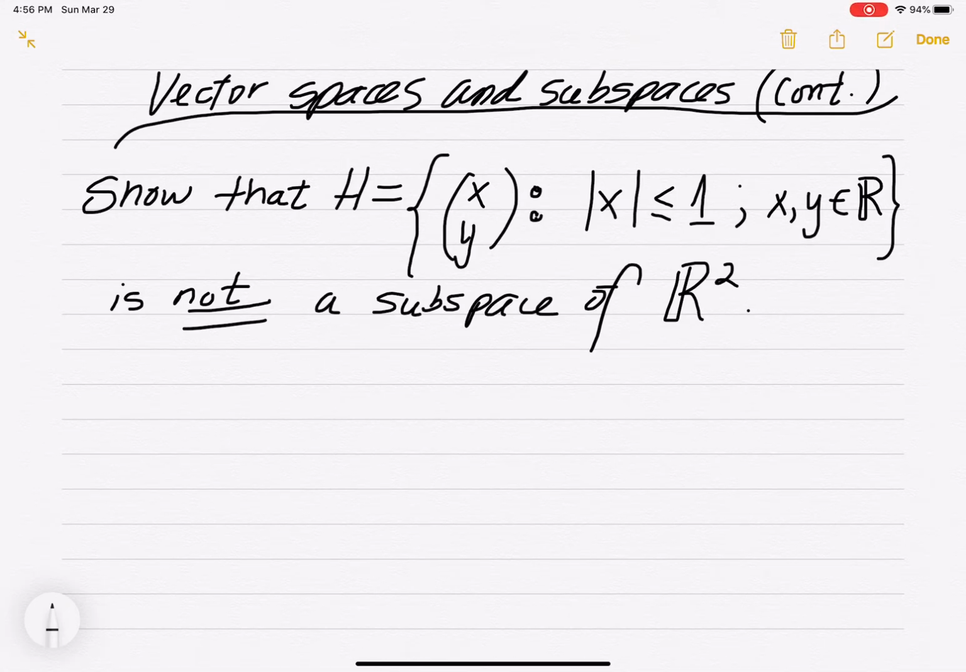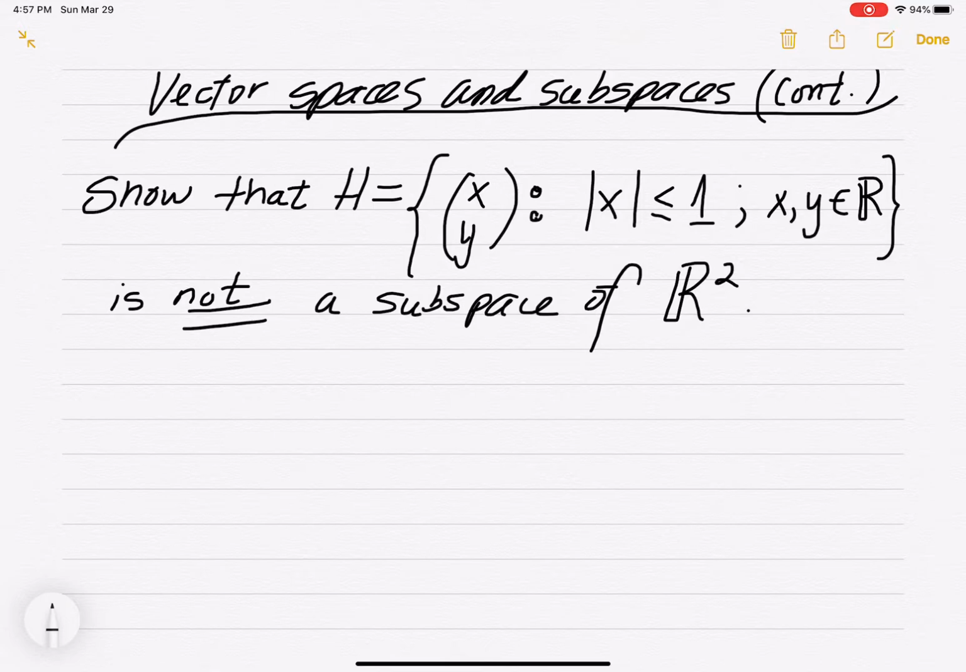Up to this point, we've done 3 examples of showing that things are subspaces of other vector spaces. We're going to look at some examples where you have a set H and it's not a subspace. So how would you disprove that something is a subspace? Or how would you show something that is not a subspace of another vector space? Well, that's our goal. So first of all, we have a problem.